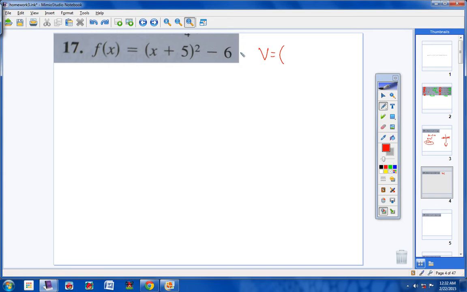Now, for the vertex, always change the sign of the number inside the parentheses. So put a negative 5. Do not change the sign of the number on the outside. So just like that, we know the vertex. Okay. Pretty cool.